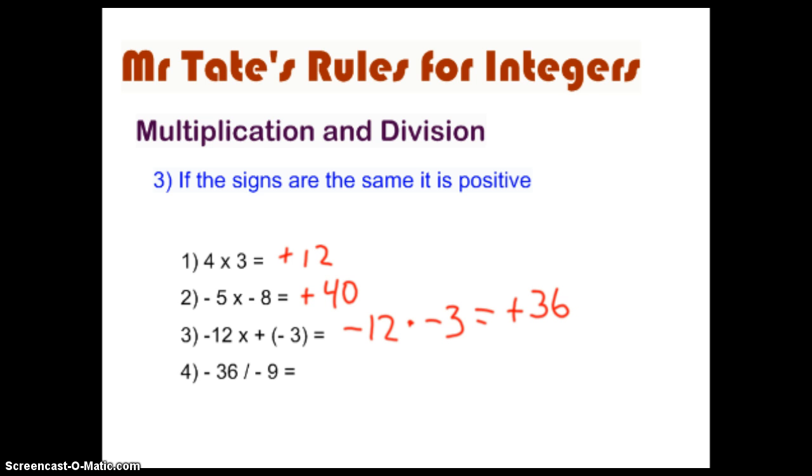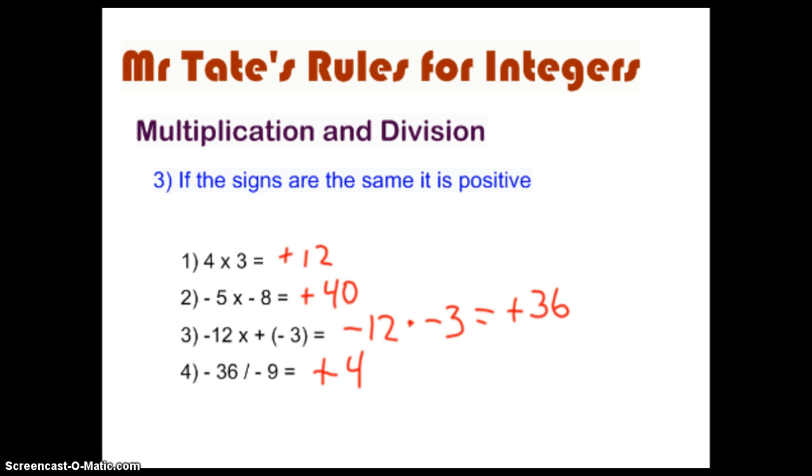And the last one, number 4, we have negative 36 divided by negative 9. Signs are the same again, so we will end up with a positive number once again, and 36 divided by 9 is 4. So this one dealt with if the signs are the same, it is positive.